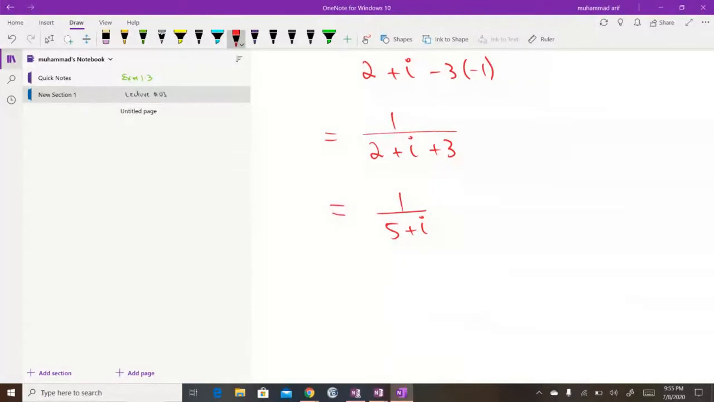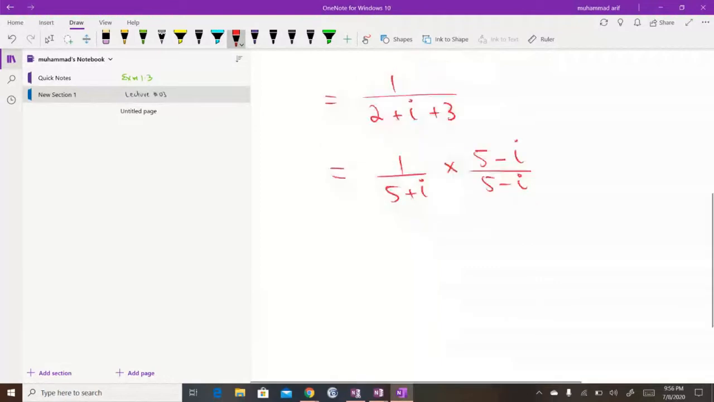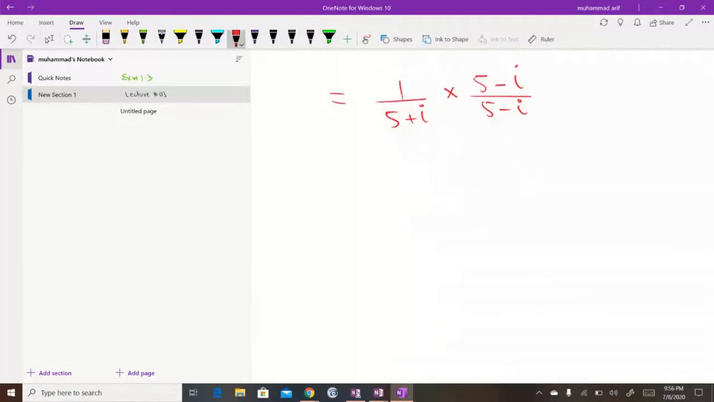Now we see that the complex number written in the denominator is in standard form. Now we multiply and divide by the conjugate of this number, so we rationalize it. 1 multiplied by 5 minus iota gives 5 minus iota, and in the denominator we write a formula. Which formula do we write here? For a plus b and a minus b, the formula is a square minus b square.